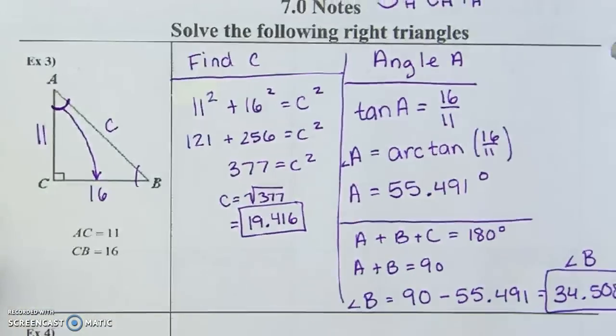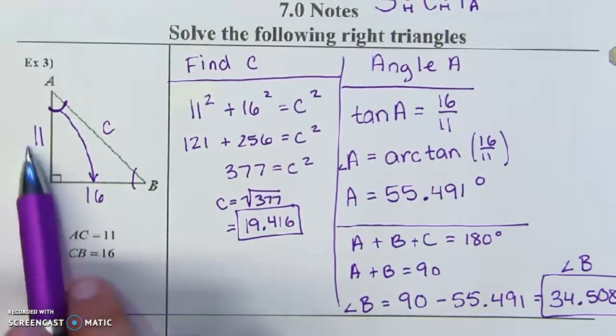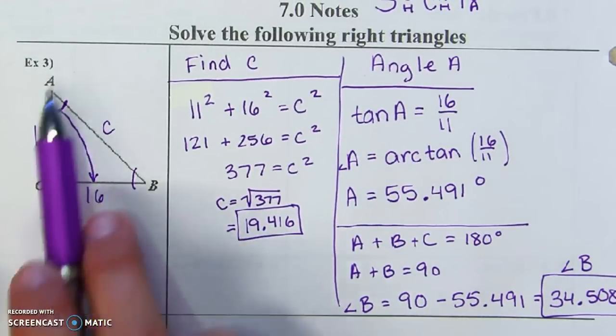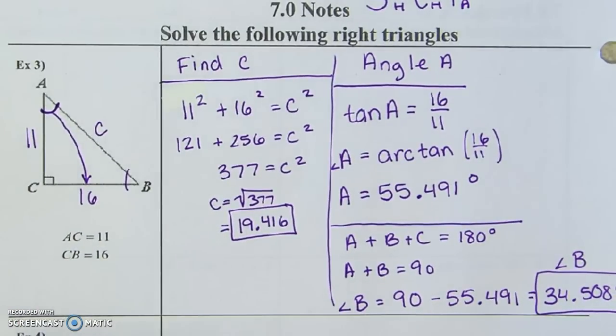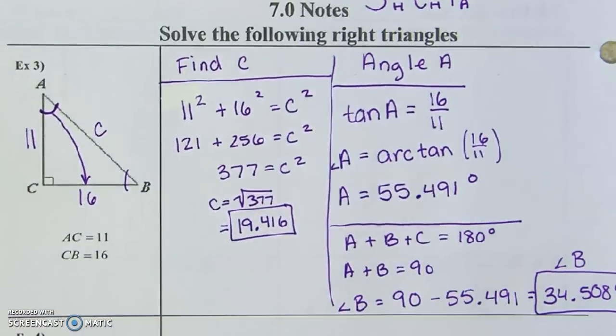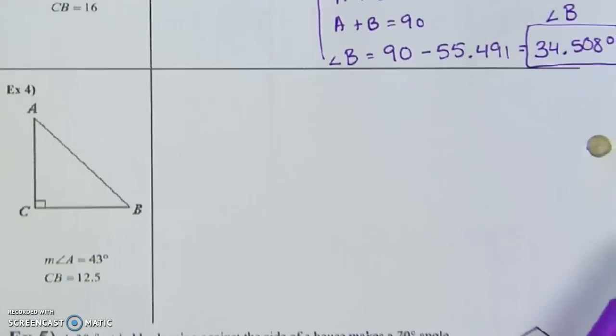Did we solve the triangle? Do we have all three sides? Yes. And do we have all three angles? Yep. Congrats. Here we go. We used Pythag, we used trig, and we used sum of three angles. Let's do example four.